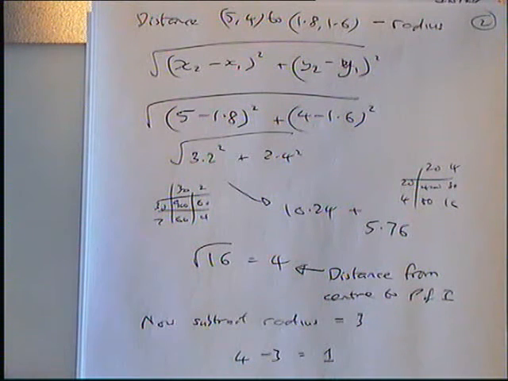And the question did say units were in kilometres. So the road at its closest point to the circle is 1 kilometre away. That is the answer and the end of that question. All of that is at 1 kilometre.